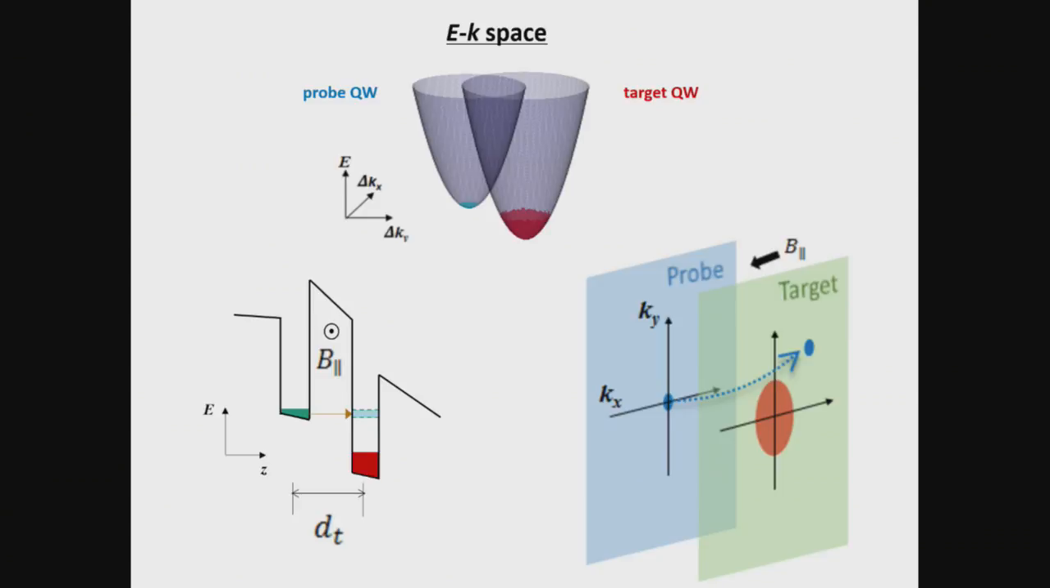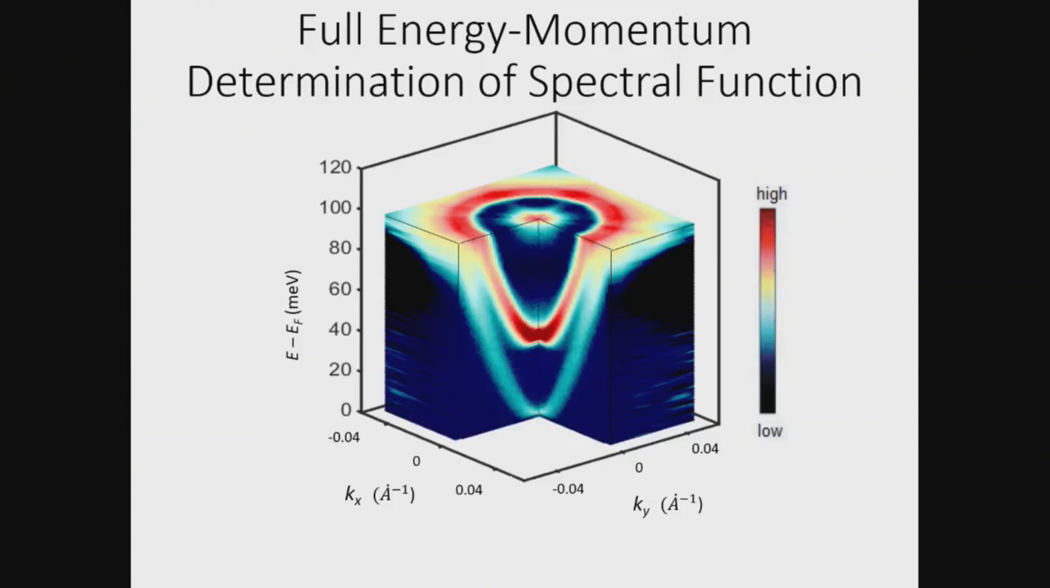And the next thing we did was to control the momentum of the electron tunneling from the probe layer to the target layer. In order to do that, we applied a magnetic field that is parallel to the plane of the 2D system so that the trajectory of the electron is deflected by the Lorentz force. This means that we can move an electron initially occupied in this point-like Fermi surface in the probe layer to anywhere in the momentum space in the target layer. So by controlling the momentum of the tunneling electron, we can construct this full energy and momentum resolved electronic structure of the two-dimensional electronic system in gallium arsenide quantum wells.